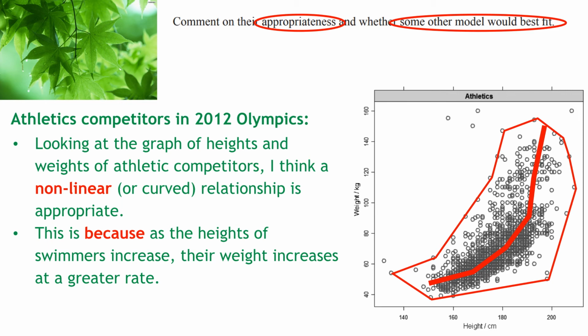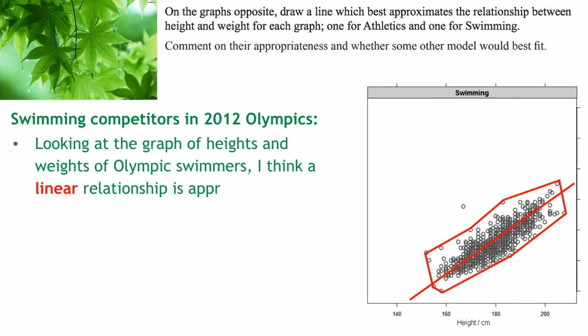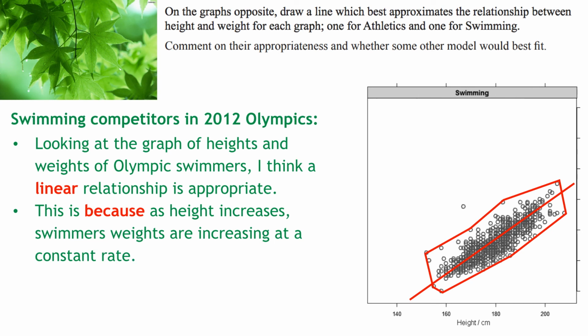Now we want to do the same thing again for our swimmers. So let's have a look at our swimming graph here. And again, I'm going to do the same kind of thing. I'm going to draw a graph around the data and encapsulate that data. And looking at that, I think a straight line actually fits rather well for that one. So that's what I'm going to say, that looking at the graphs of heights and weights of swimmers, I think a linear graph is appropriate. And I want to say, because as our height is increasing, the weights are increasing at a constant rate.